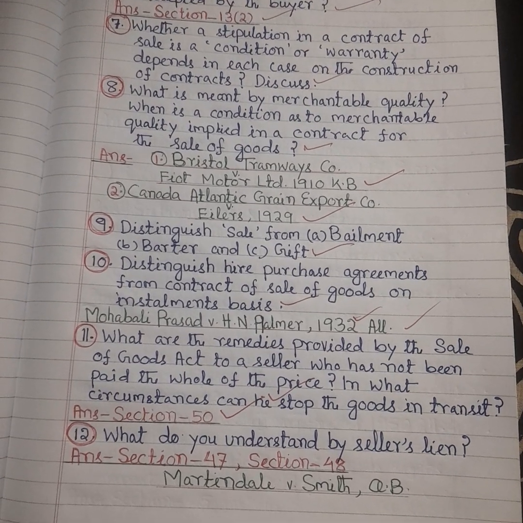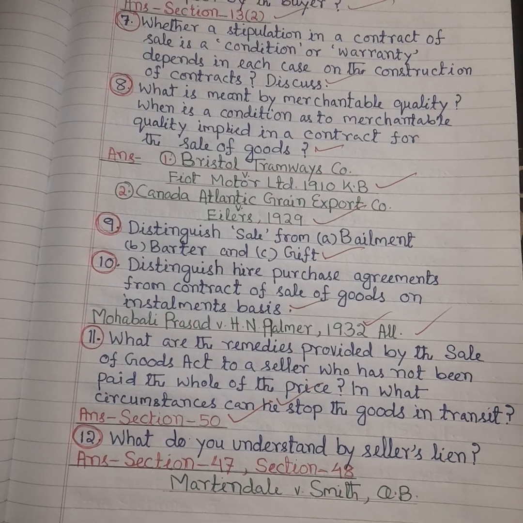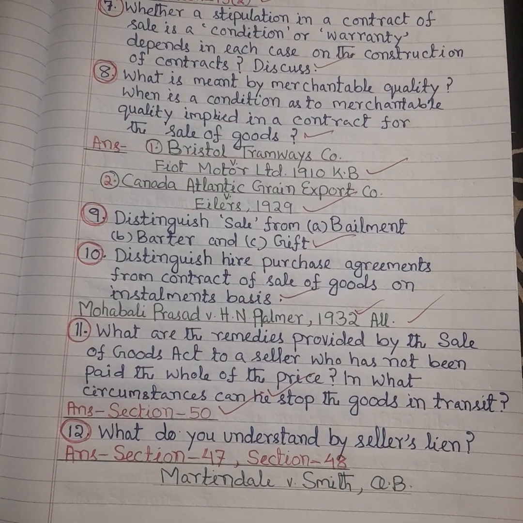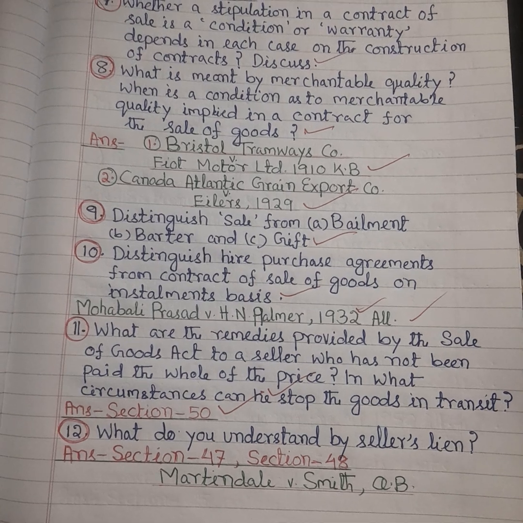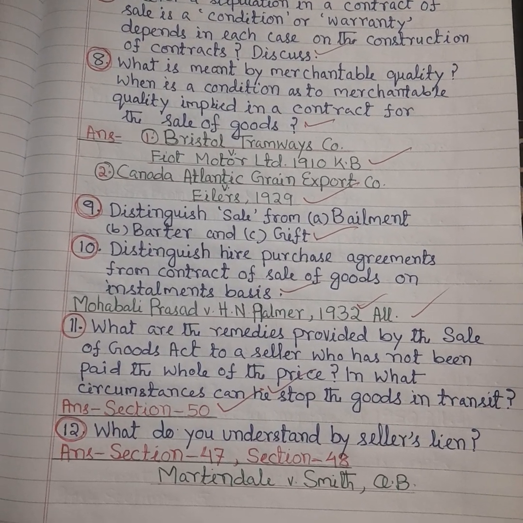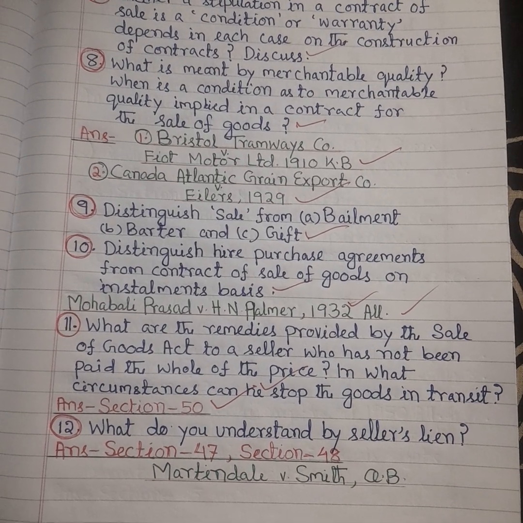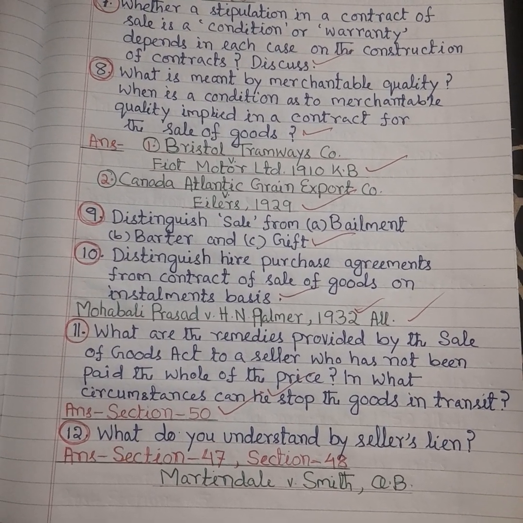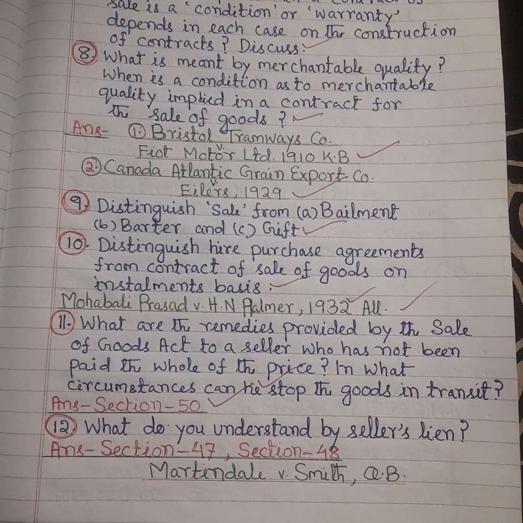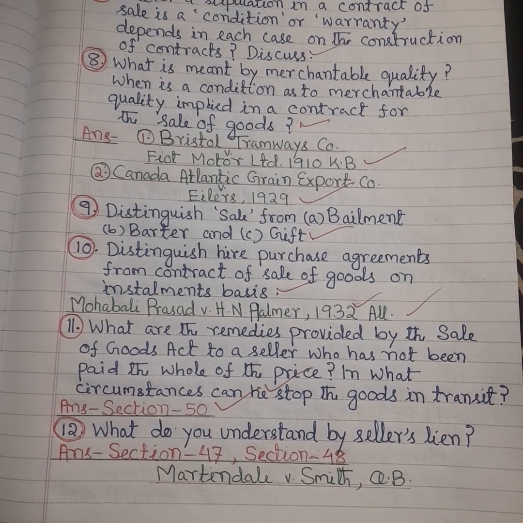an unpaid seller has the following remedies. So the first remedy, that is, he can hold the goods as security for the unpaid price. And the second remedy, he can stop the goods in transit when the buyer has become insolvent. And the third remedy, that is, he can sell those goods to another person.